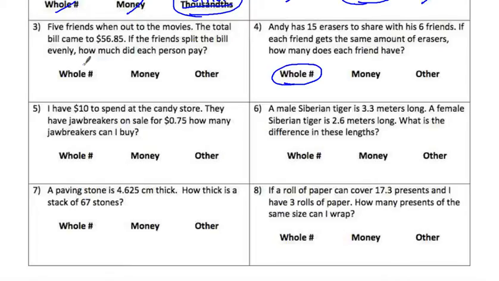Okay, so if we do number 3, 5 friends went out to the movies. The total bill came to $56.85. If the friends split the bill, how much did each person pay? Well, that one we're dealing with money right there, so that was a dead giveaway.